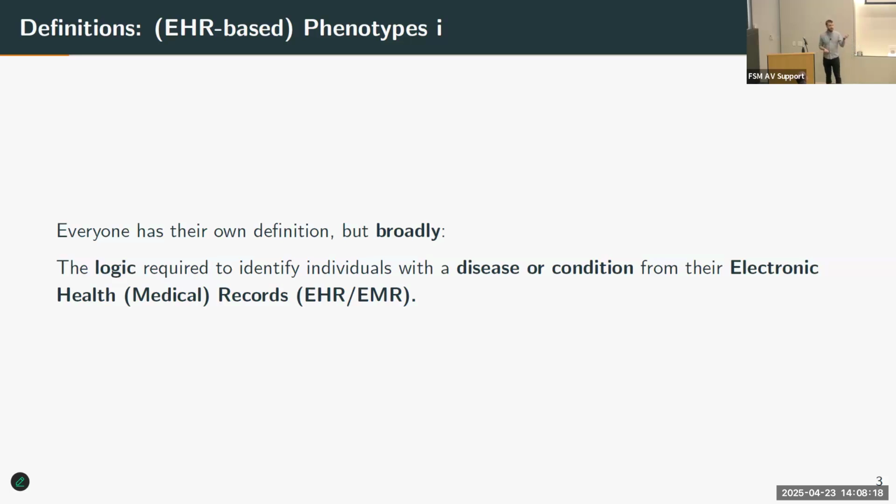And I add the condition bit on the end intentionally because we're not just looking at diseases. We can have phenotypes for things like, at least in our UK libraries, homelessness. So there's a really broad kind of definition, so to speak, for what we're actually trying to automatically identify. So we start with me, defining me. This is the space in which I work. Phenotyping, this is what EHR-based phenotyping is.